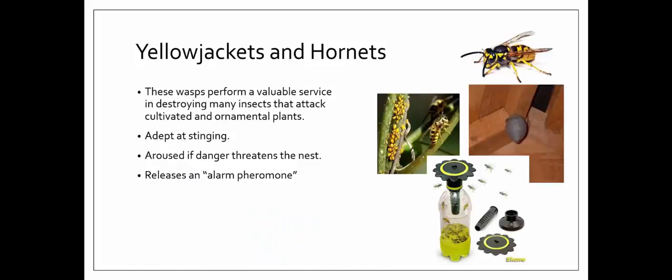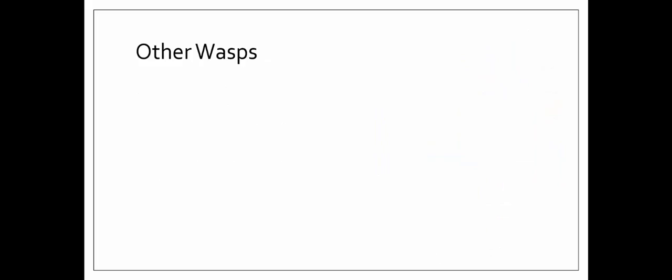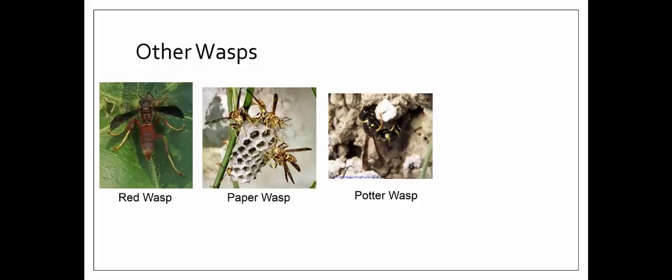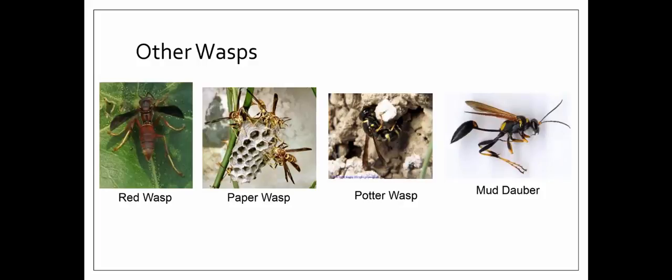As stated before, these wasps do perform beneficial tasks by destroying many different insects, such as those that attack cultivated and ornamental plants. However, they are very adept at stinging and will do so repeatedly. They can be aroused to defend their nest if they feel it is in danger of a threat. They also will release an alarm pheromone, recruiting other workers of the nest to defend their home. Other wasps you may find in Texas are the red wasp, the paper wasp, the potter wasp, and mud daubers.